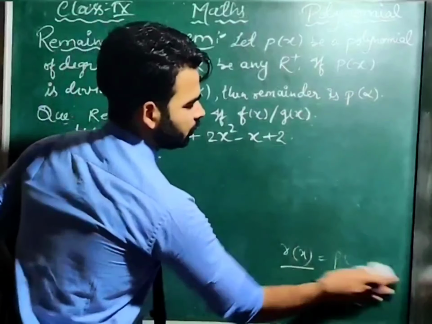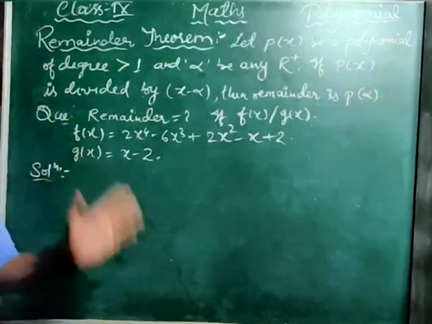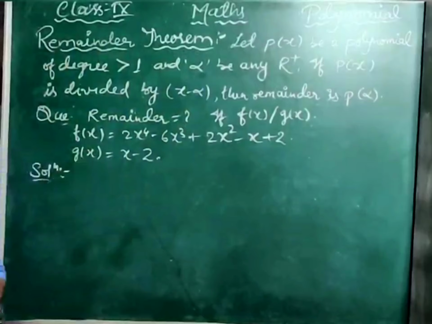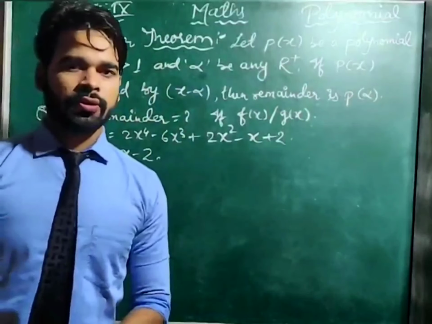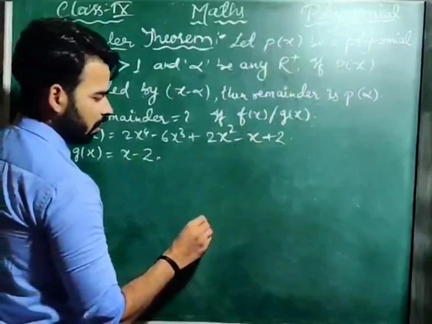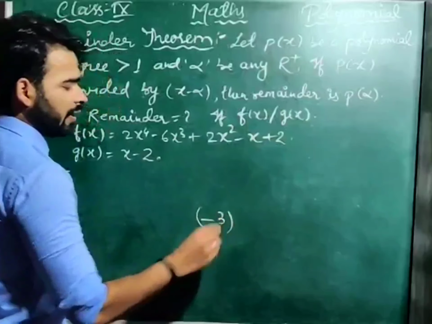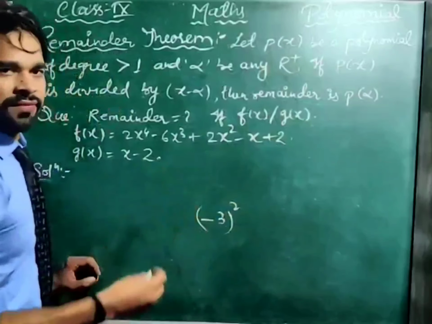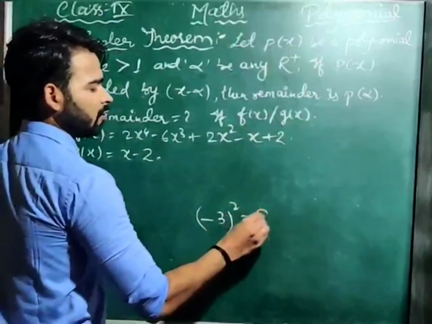How would we solve the question? So let's take a question, and before it let me tell you some exponent rules. Let me remind you of some exponent rules. That is, if any negative integer is there and its power is an even number, your result will always be positive.